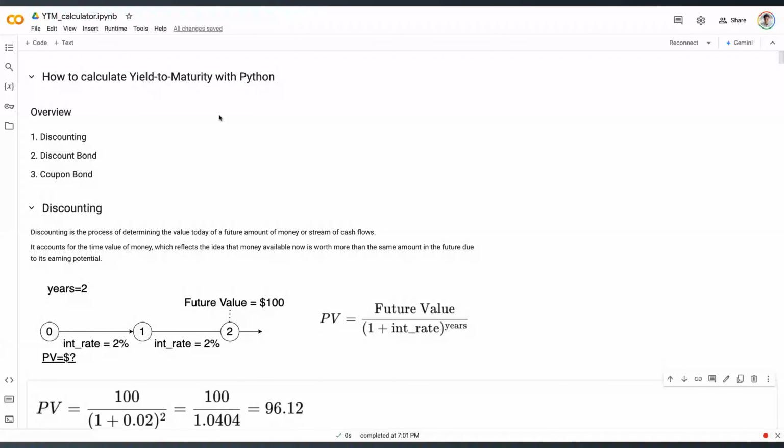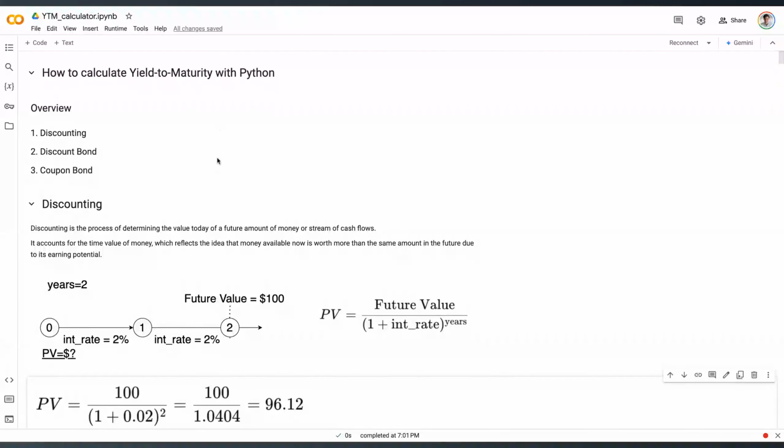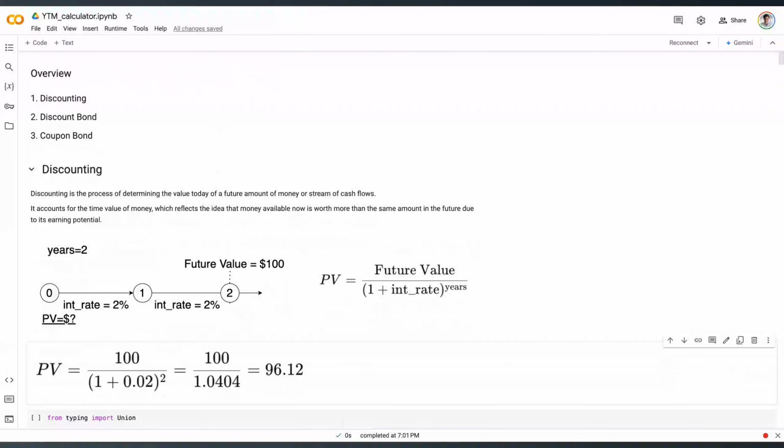Let's talk about how to calculate yield to maturity with Python. We're going to start with discounting. Let's say you have a friend who promises $100 in 2 years in exchange for $95 today. Should you lend the money? You know that the safest investment available in the market is 2%.